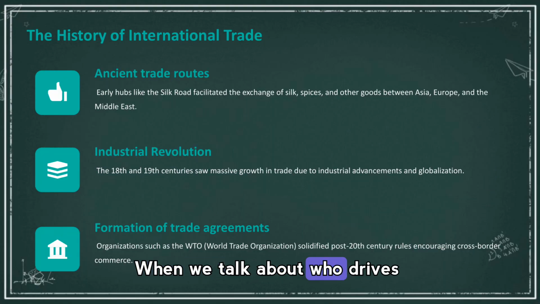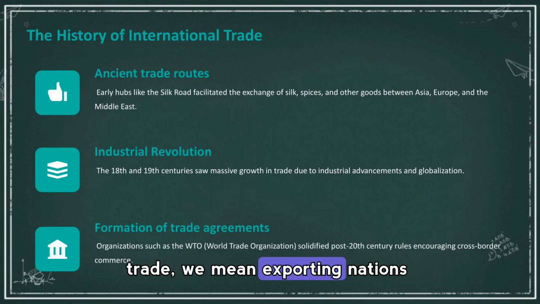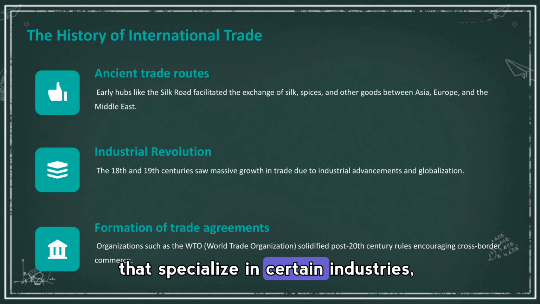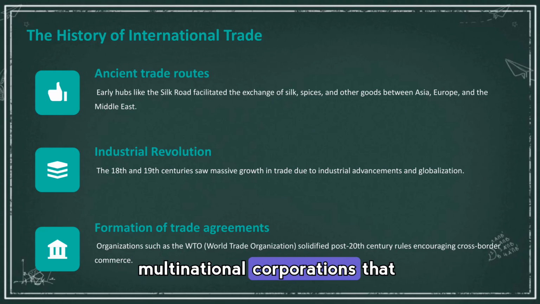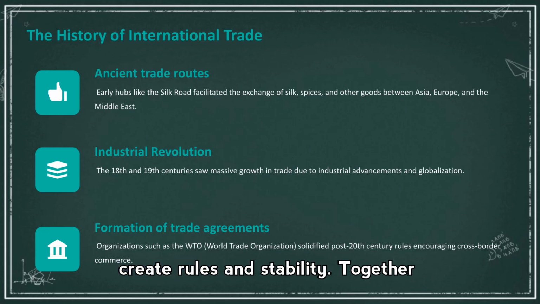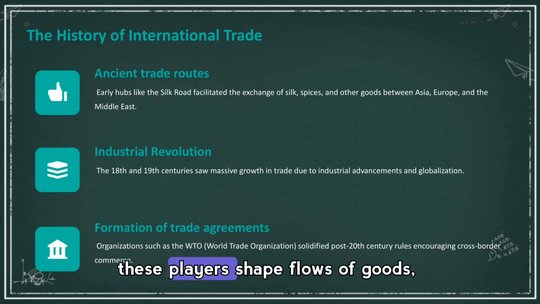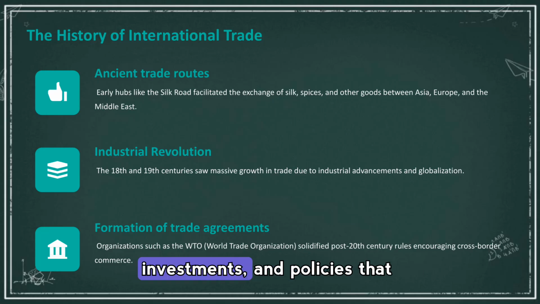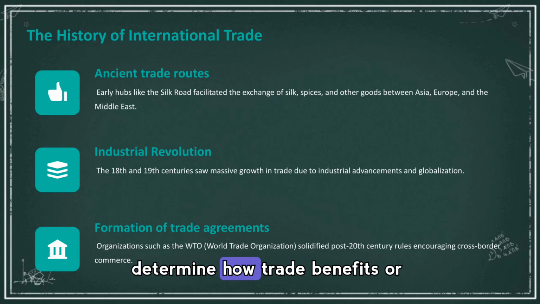When we talk about who drives trade, we mean exporting nations that specialize in certain industries, multinational corporations that produce and sell worldwide, and international organizations that create rules and stability. Together, these players shape flows of goods, investments, and policies that determine how trade benefits or challenges different countries.